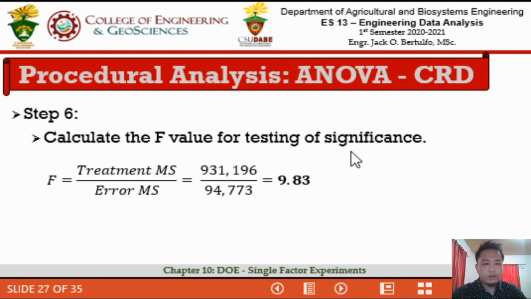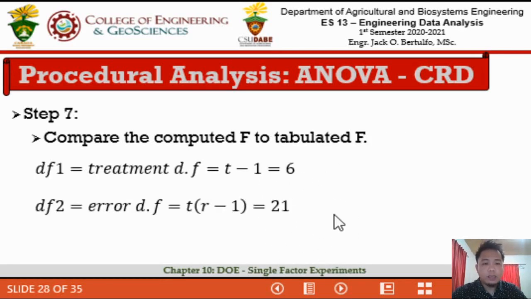So calculate the F value for testing of significance. In order to test if there's a significant difference between each treatment, we need to calculate the F. The same sa katong gibuhat sa mga previous nato nga mga topic. So F value for this is just the treatment MS divided by the error MS. So just plug and play, you have a F value of 9.83. Now this is the computed F value. So we need to compare this to the tabulated F value in order for us to interpret if there's a significant difference between each treatment.